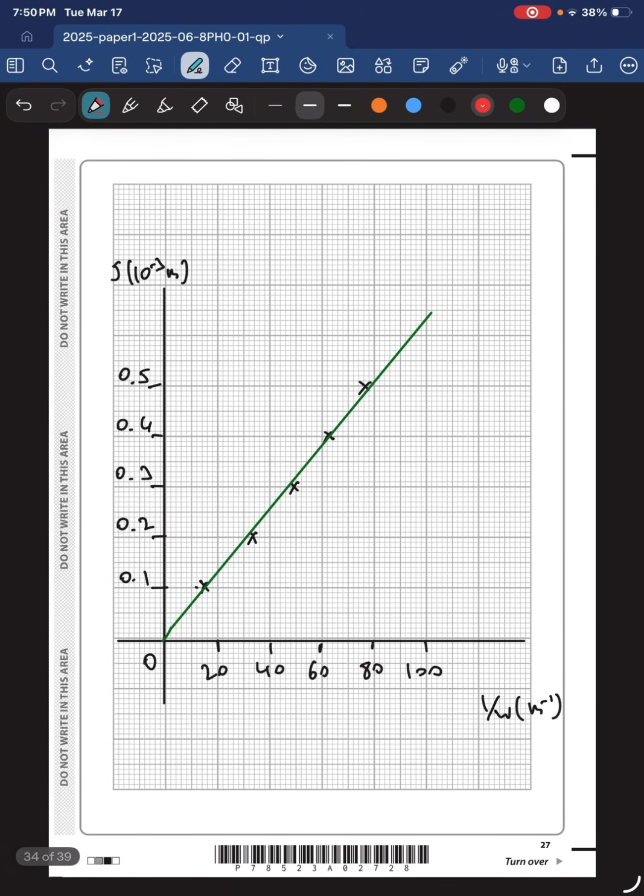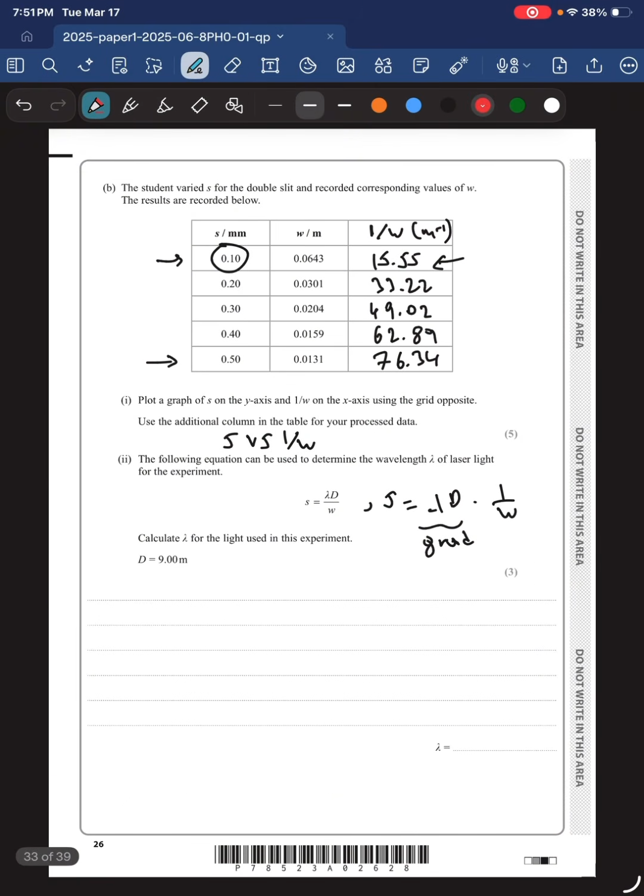So you can come here, and I used this. You can use any points you want, but I used these ones from there to there, and then there. So this is delta S, and this is delta of 1 over W. Let's go back here. So lambda is basically the gradient over D.